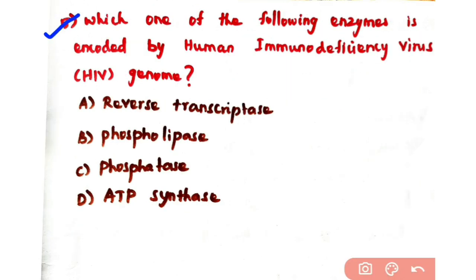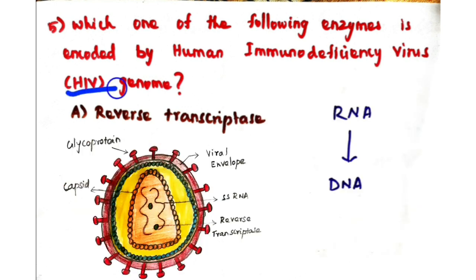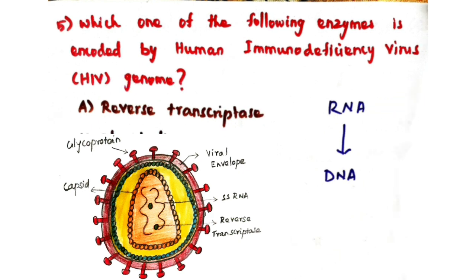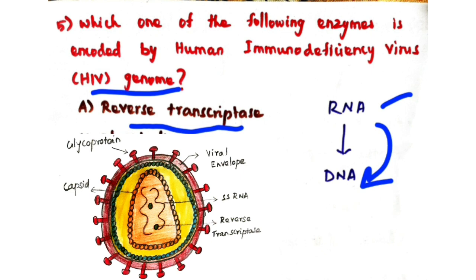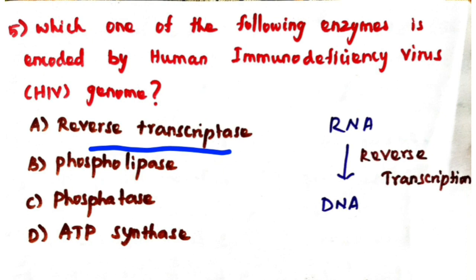Next question is, which one of the following enzymes is encoded by the human immunodeficiency virus, that is the HIV genome? In general, the HIV genome consists of two single-stranded RNA molecules within the core of the virus particle. The HIV genome uses reverse transcriptase to convert its RNA into viral DNA. This process is known as reverse transcription, where RNA is converted into DNA by using the enzyme reverse transcriptase.